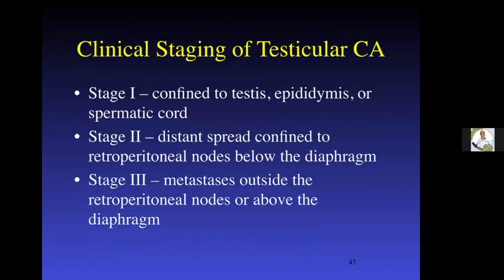So how do you stage? Clinical staging of testicular CA. Stage 1, the tumor is confined to the testis, the epididymis or spermatic cord. Stage 2, there is already distant spread but confined to the retroperitoneal nodes below the diaphragm. And stage 3, metastasis outside the retroperitoneal nodes or above the diaphragm.